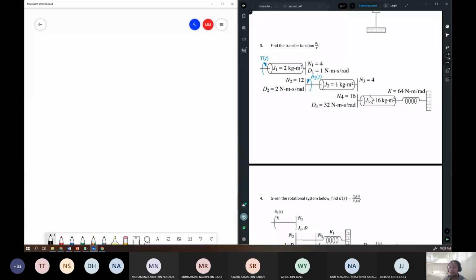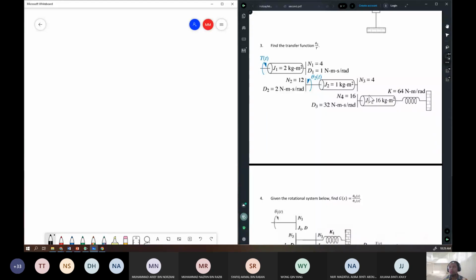When you fix one of them, then everything will stop moving. So that's the meaning of degree of freedom. Okay. Meaning that if you have a 2 degree of freedom system, if you fix 1 degree of freedom, then the other degree of freedom can still move. So that's the meaning of 2 degree of freedom system. But for this case, it's 1 degree of freedom because when you fix one thing, then everything will not move.